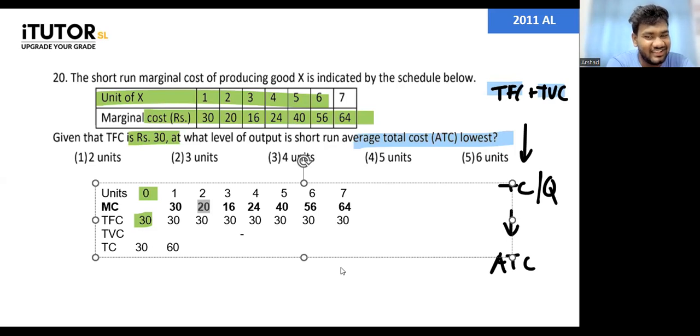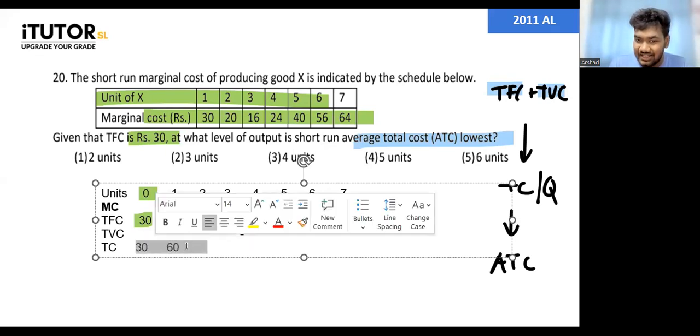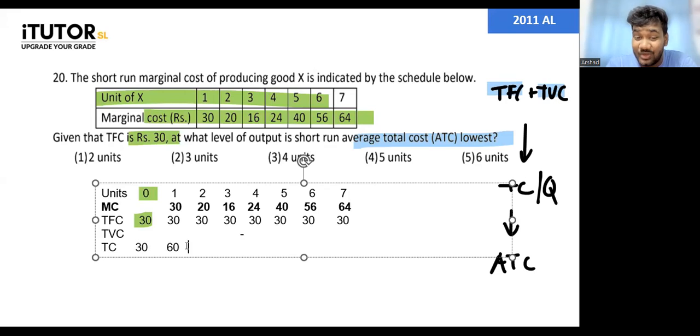50 or 80? My total cost is 80, guys. Because see, what is marginal cost? From my first unit, when I'm going to my second unit, to produce my second unit, I have to incur 20 rupees more. So to produce one unit, I incurred 60. To produce my second unit, I have to incur 20 rupees more, means I have to incur 80.